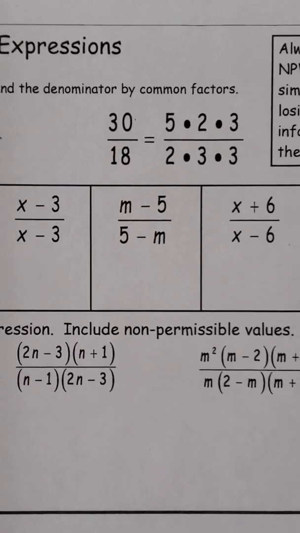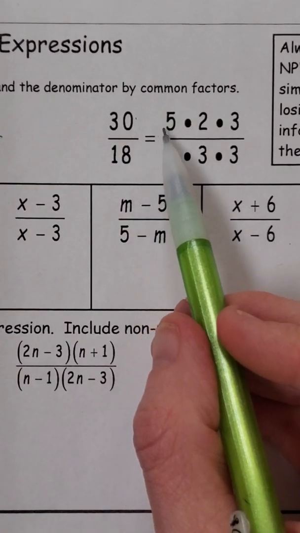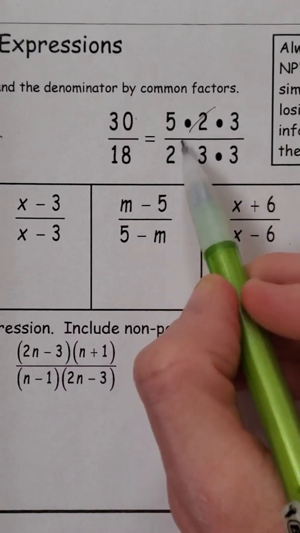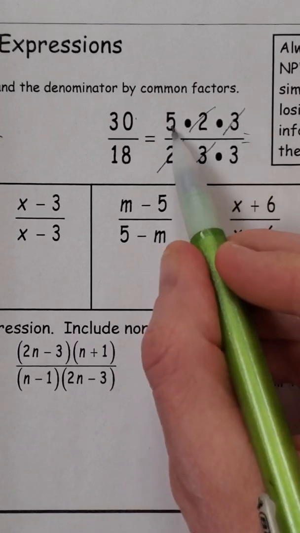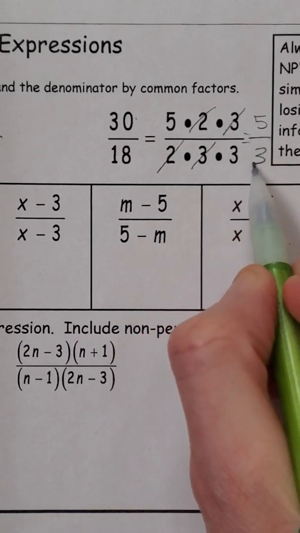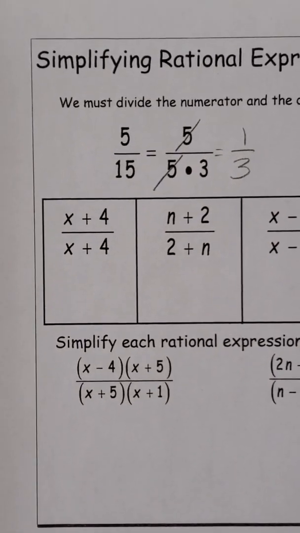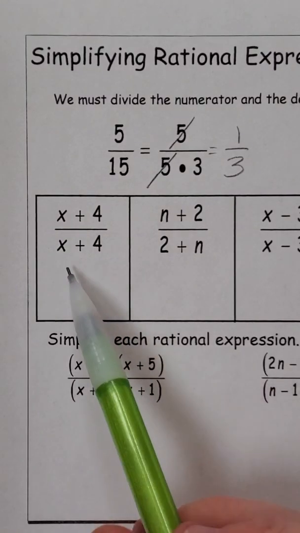So sliding across here I've broken 30 over 18 down into the product of its prime factors. So we have 2 divided by 2, 3 divided by 3, and what's left? 5 over 3. So now what we'll do is we'll look at expressions and we'll see how they simplify.